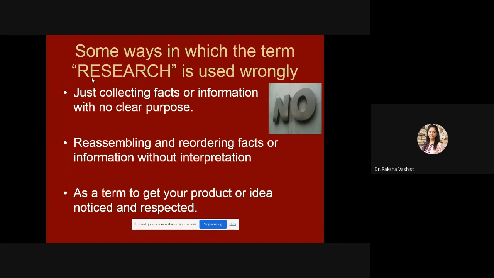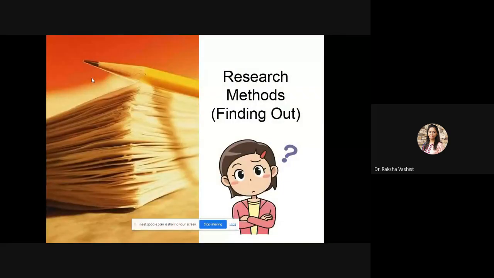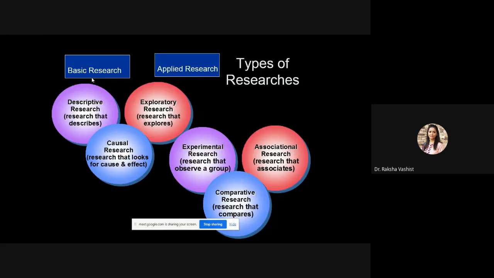So now, the research methods. There are different research methods, or different classifications of research. Firstly, we need to identify the different methods. Let's see what the different classifications of research are. Normally, research can be categorized into two types. The first is basic research, and the second is applied research.